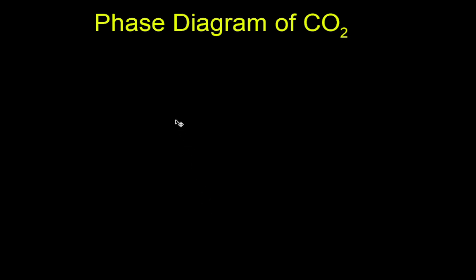So hi everybody and welcome to this sixth video in the phase equilibrium series. In this video we'll be going through the phase diagram of a single component system, which is carbon dioxide. The phase diagram is as follows for carbon dioxide.